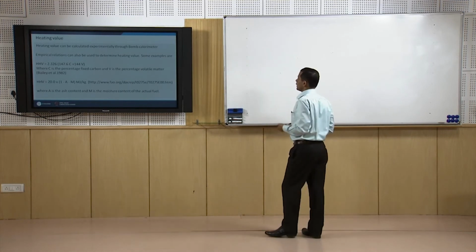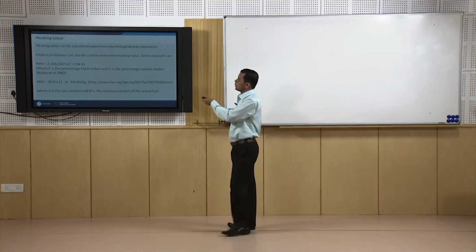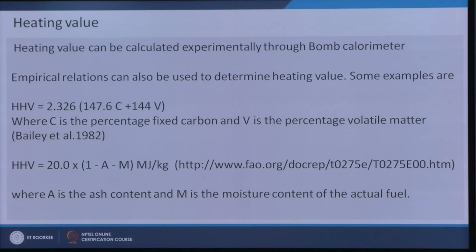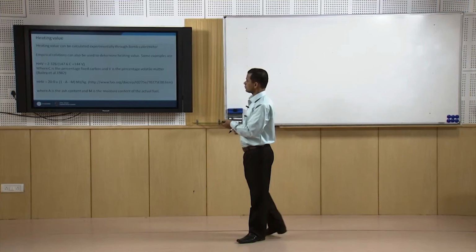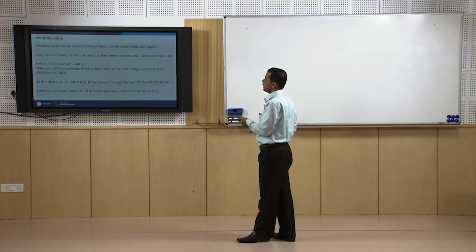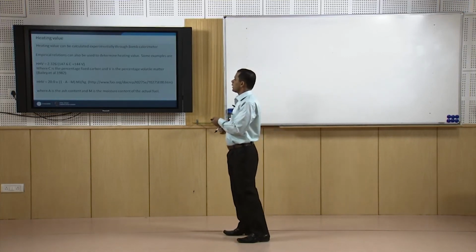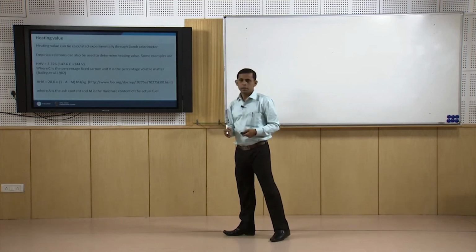Some examples are here. High heating value is equal to 2.326 into (147.6 C plus 144 V), where C is the percentage fixed carbon and V is the volatile matter in percentage. Another is high heating value is equal to 20 into (1 minus A minus M) megajoule per kg. This is taken from the source, where A is the ash content and M is the moisture content of the actual fuel.